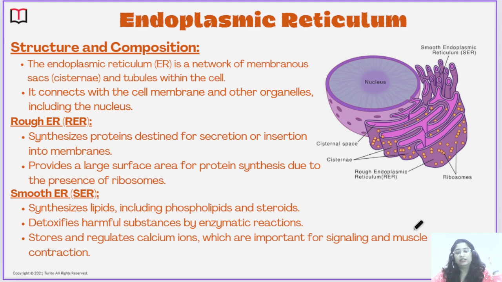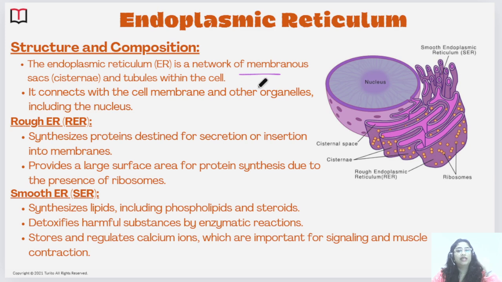So RER is where ribosomes are attached, and smooth endoplasmic reticulum is where ribosomes are not attached. Okay. So endoplasmic reticulum is a network of membranous sacs and tubules, and basically they are connecting the nuclear membrane to the cell membrane. Because of this tubular structure, the endoplasmic reticulum gives a proper shape or structure to the cell. Okay, so it also helps in mechanical support to the cell basically because of this network-like tubular structure.